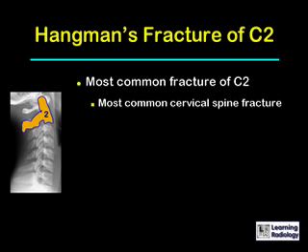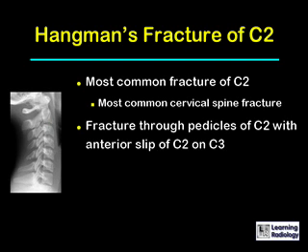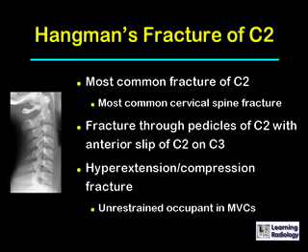Hangman's fractures of C2 are the most common fracture of C2 and also the most common fracture of the cervical spine. They are fractures through the pedicles of C2, with almost always an anterior slip of C2 on the body of C3. They usually occur as a combination of hyperextension and compression fractures, as would occur with unrestrained occupants in motor vehicle collisions.